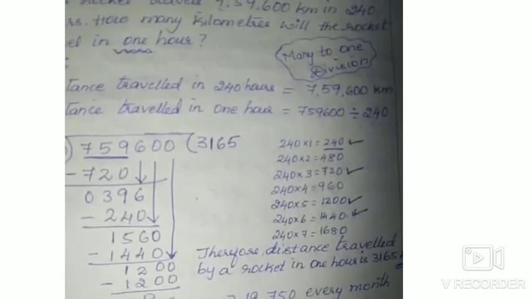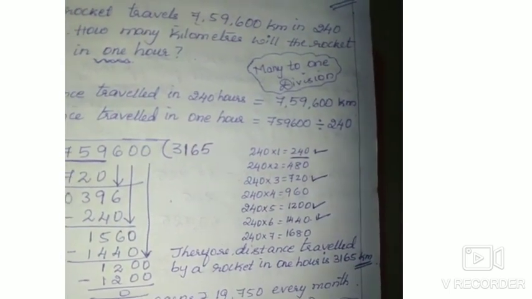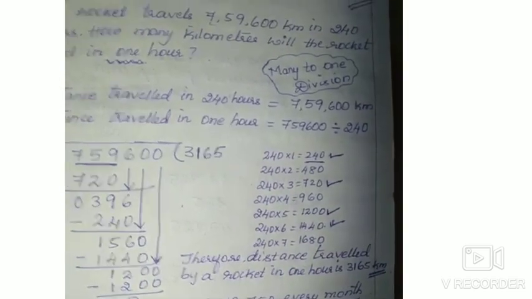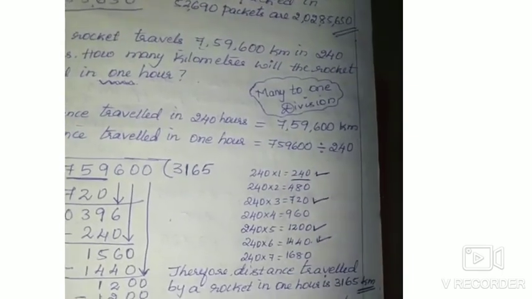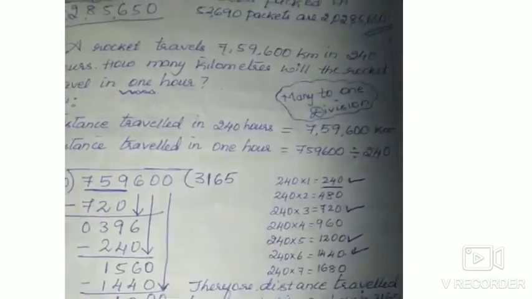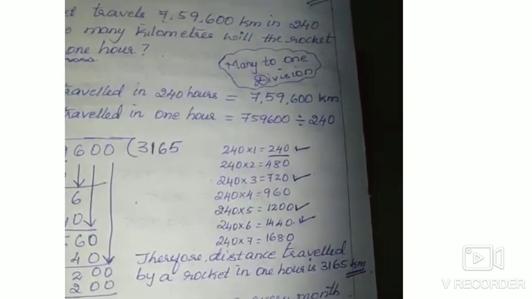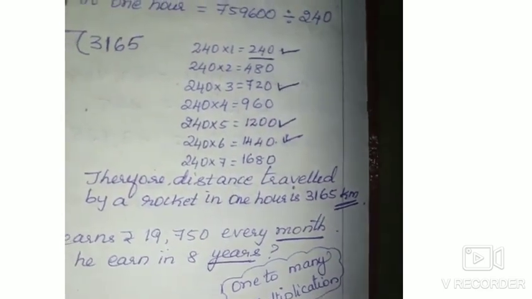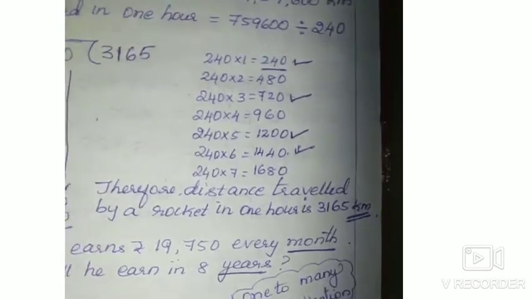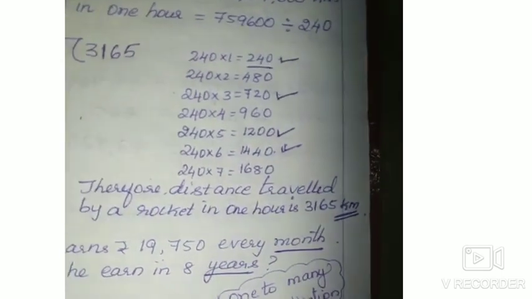Next one. Mr. Mohan earns rupees 19,750 every month. You can see every month he is earning this much. How much will he earn in 8 years? Every month means for 1 month they have given, and they are asking for 8 years, not 8 months, children, 8 years. As we know, 1 year has 12 months, and 8 years has 12 multiplied by 8, which is 96 months.